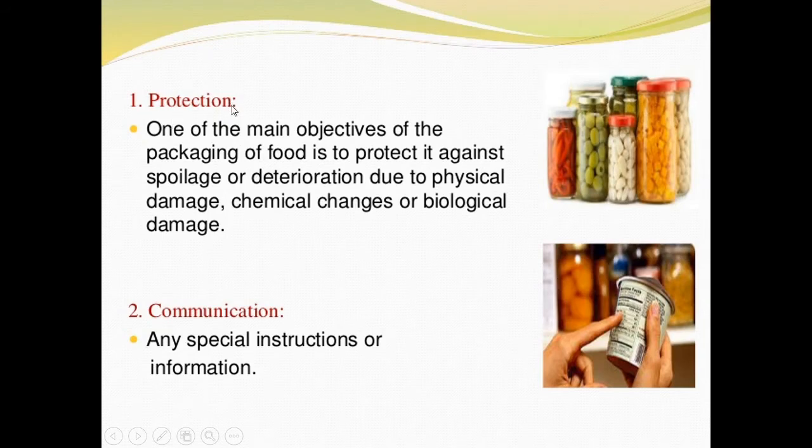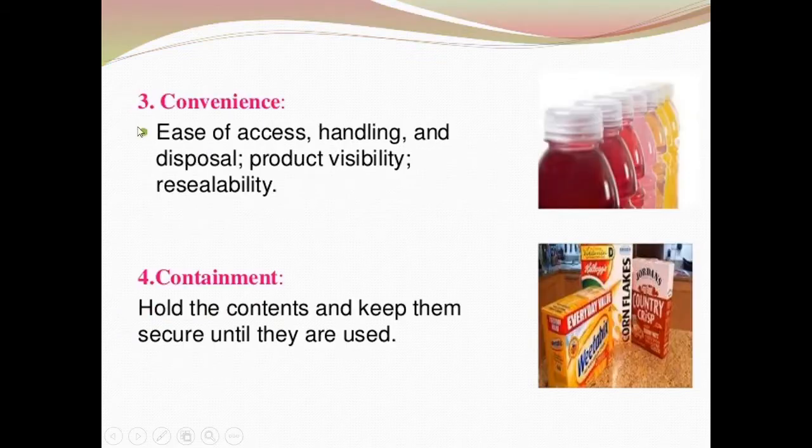Coming to protection. It is the main objective of packaging to protect the product from physical, chemical, or biological damage. Second is communication. Any special instruction or information about the product which it contains is communicated to the consumers by the packaging. Then is convenience: ease of access, handling, disposal, product visibility, and resealability all come under convenience. When we talk about containment, it includes holding the contents and keeping them secure until they reach the hands of consumers.